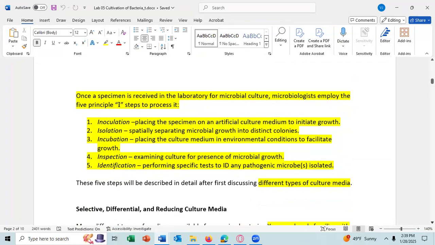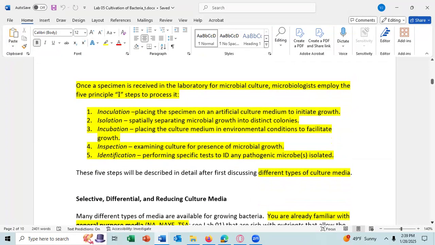Once a specimen is received by the lab for culture, microbiologists employ the 5 principal steps to process it. First, inoculation. 2, isolation. 3, incubation. 4, inspection. And then 5, identification.